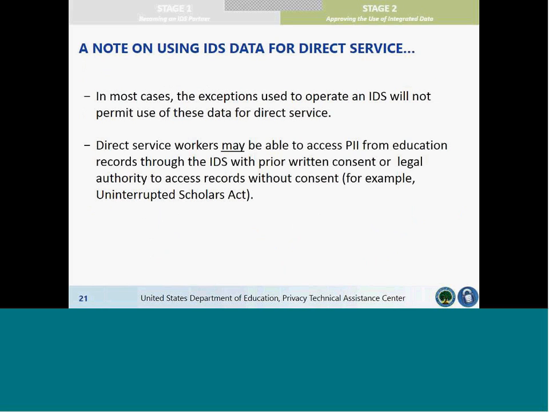It should be noted, most discussion today has been on the use of integrated data systems for program evaluation and research. In most cases, the exceptions that we've talked about, FERPA's studies and audit and evaluation exceptions, will not permit the use or operation of an IDS to provide direct services to students. There are some specific situations in which direct service workers may be able to access students' education records through an IDS for service provision. We're not going to cover those today, but there are a few, including, for example, the Uninterrupted Scholars Act. We can answer questions on that separately if necessary.